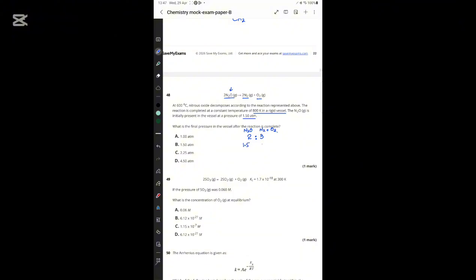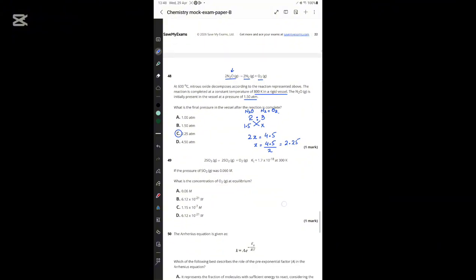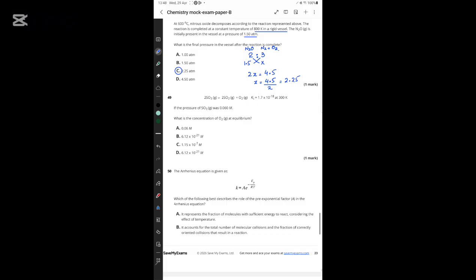They are saying the initial pressure of N2O is 1.5 atm, so 1.5 I'm going to write here. They are saying what is going to be the final pressure for N2 and O2, so that is going to be X. Just cross multiply them, you are going to have 2X is equal to 4.5, and X comes out to be 4.5 divided by 2, and answer is 2.25. So answer is C. For question number 49, if the pressure of SO3 was 0.063, what is the concentration of O2 in equilibrium? Okay, this should not be the pressure, that should be the concentration.